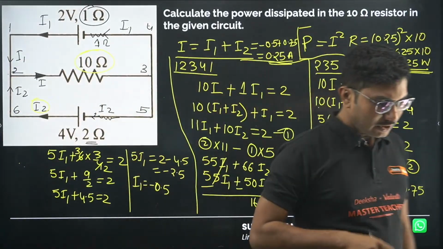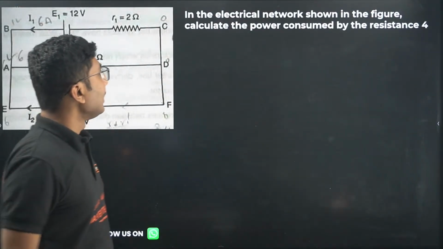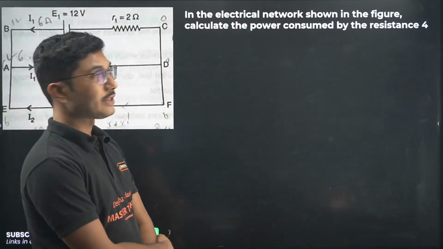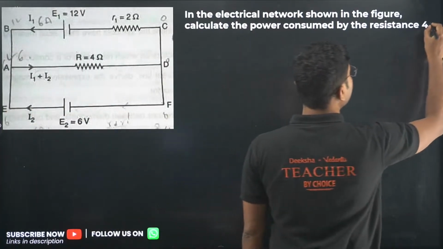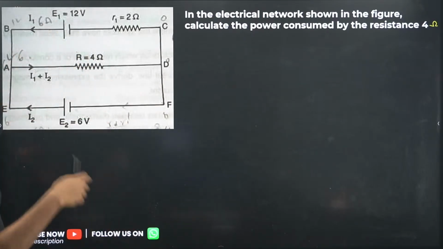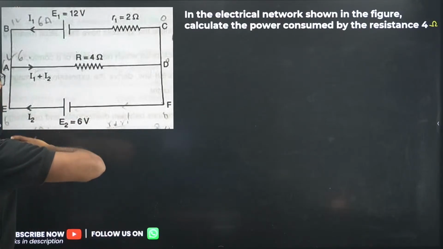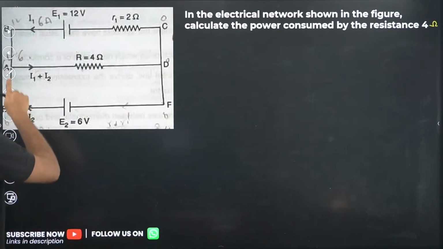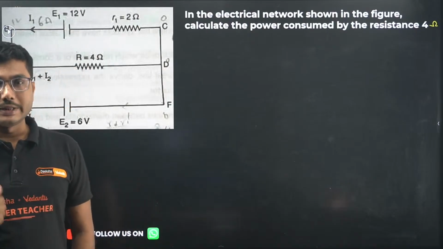Okay, now next problem is this one. In the electrical network shown in the figure, calculate the power consumed by the resistance of 4 ohm. So we have to calculate the power consumed by this 4 ohm. This is almost a similar circuit, the only difference being that this battery does not have any resistance. This battery has a resistance, this battery does not. So power consumed is going to be an easier calculation, but I will not solve it. I will give you this as a homework.